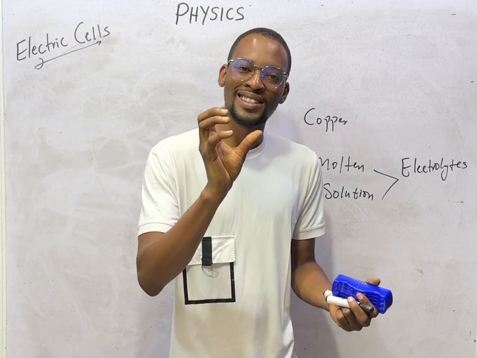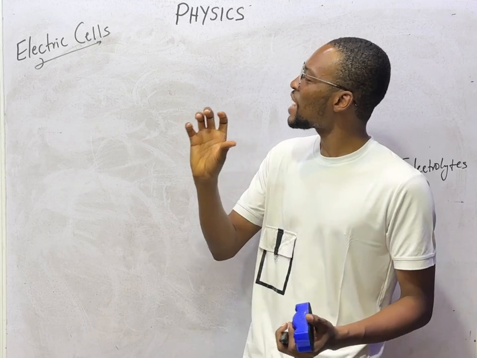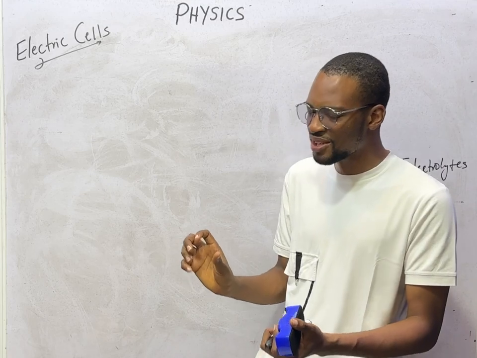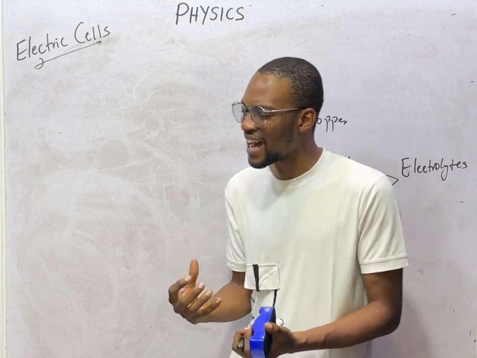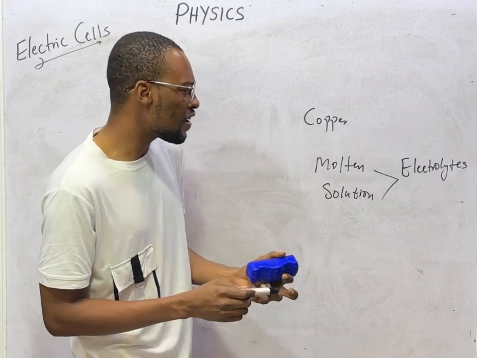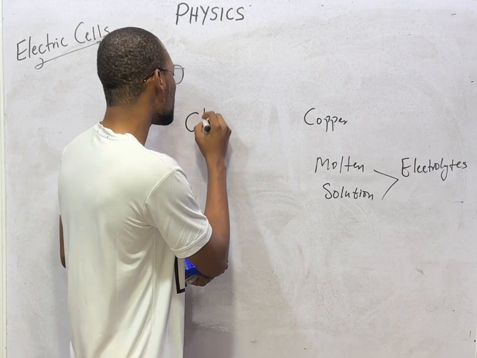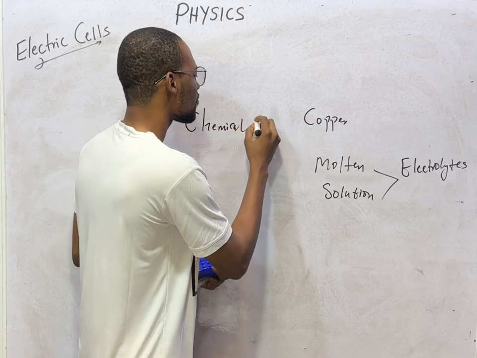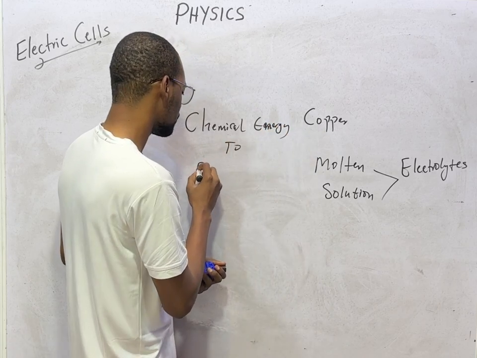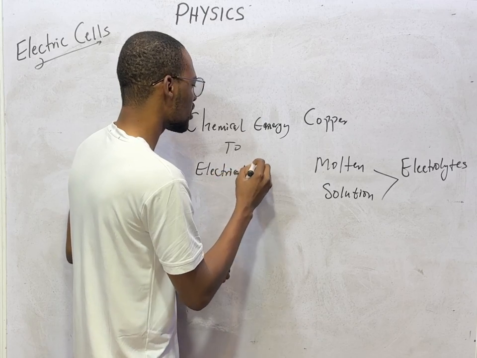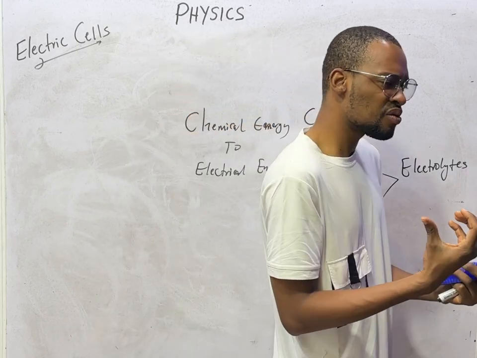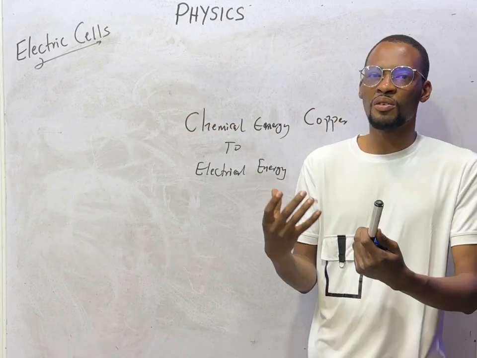Episode number 79. This episode we focus on electric cells. What are electric cells? Electric cells are devices that convert chemical energy to electrical energy. When you talk about transducers, these are energy converters.